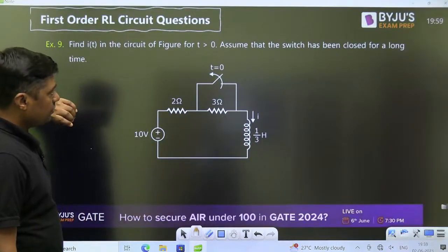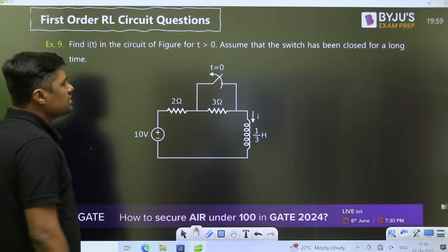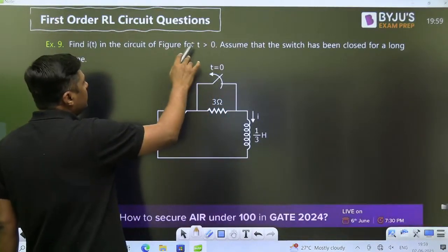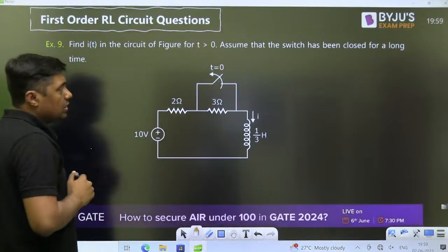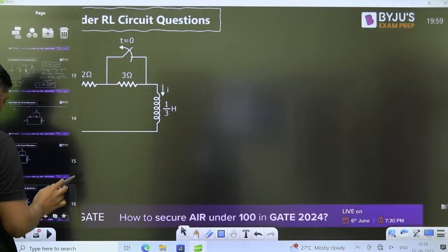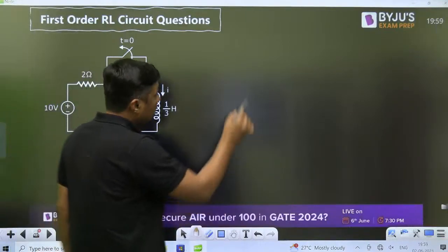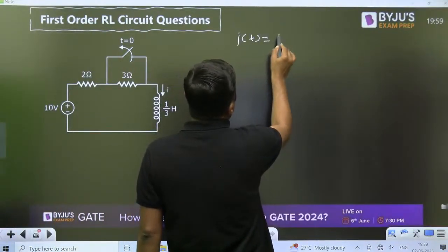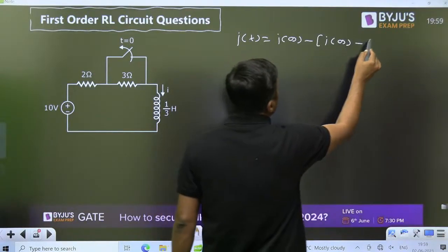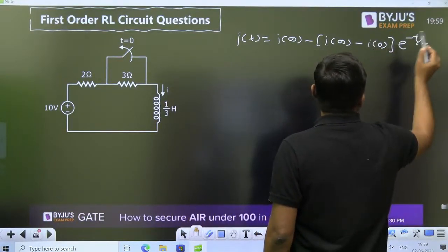For t greater than 0, assume that the switch has been closed for a long time. This switch is closed for a long time, and exactly at t greater than 0 the switch is opened. There are 2 diagrams. Always start with this: it is a first order circuit. Then i(t) is equal to I final plus (I initial minus I final) e raised to power minus t by tau. That is the equation.